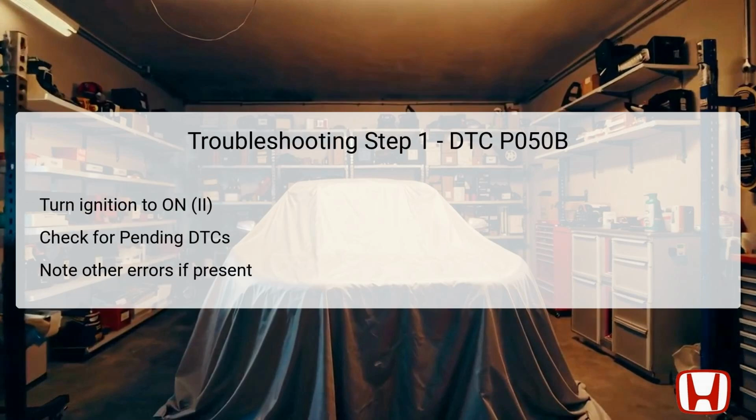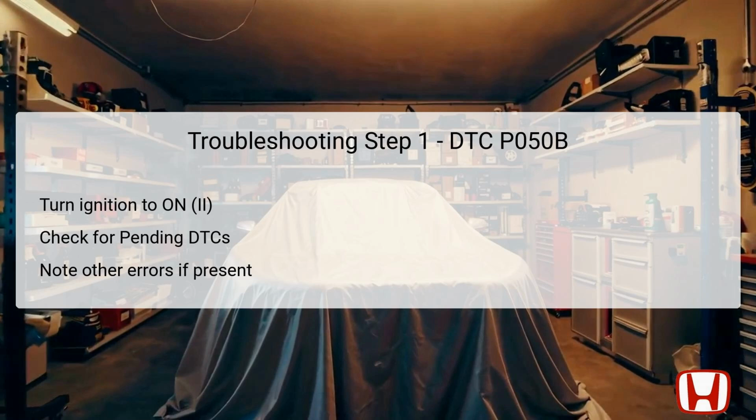The first troubleshooting step for DTC P050B involves turning the ignition switch to on, position 2. This prepares the electronic systems for diagnosis. Using the HDS, or Honda Diagnostic System, check for any pending or confirmed DTCs present alongside P050B. It's vital to record all errors, as other DTCs can point to secondary issues influencing the cold start ignition problem.